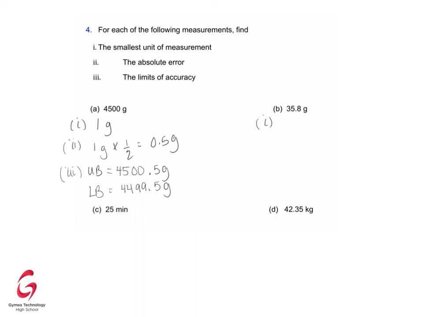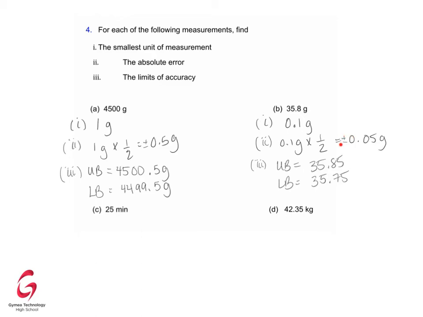For question B, we're given 35.8 grams. The smallest unit of measurement for this one, since we do have that decimal place, would then be 0.1 grams. Part 2, absolute error, again that's just 1/2 of the number we found for the smallest unit of measurement. And part 3, the limits of accuracy, we are then adding and subtracting that 0.05 grams from 35.8. And I've just added in that plus and minus to the absolute error there.